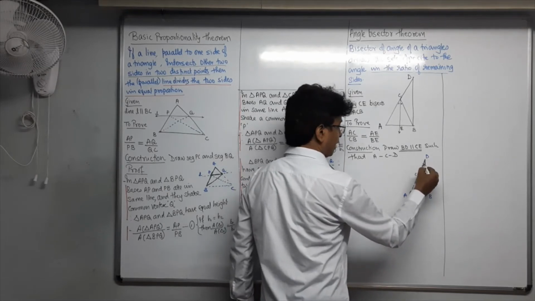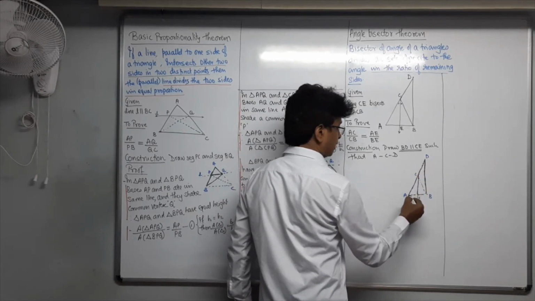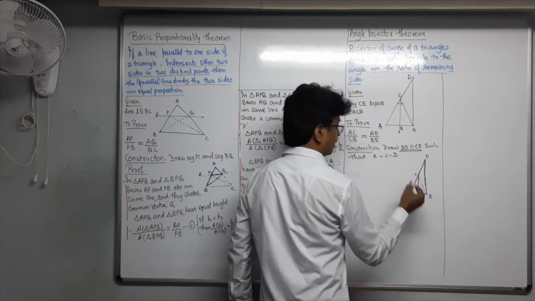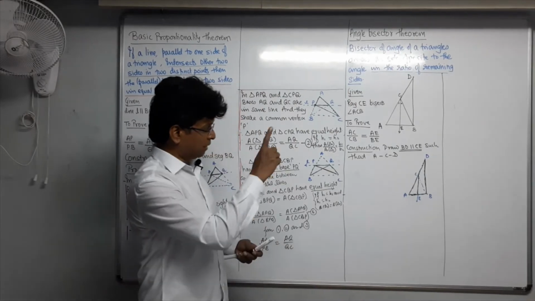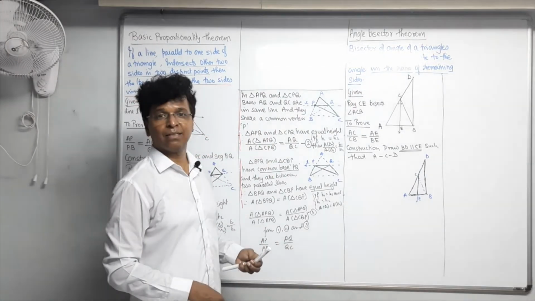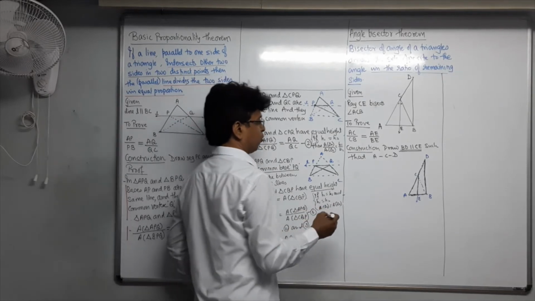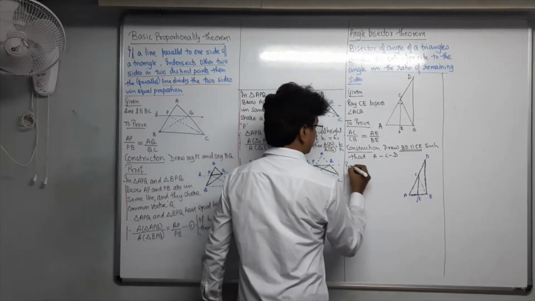Which triangle? Triangle ADB. In this triangle ADB, CE is parallel to DB. Yes or no? And then you will be applying BPT over there. Proof starts.